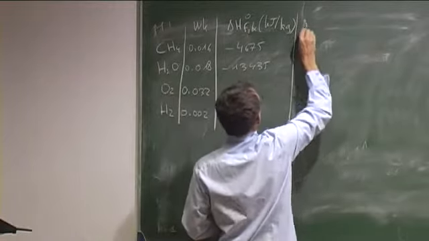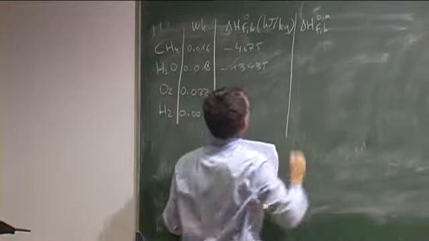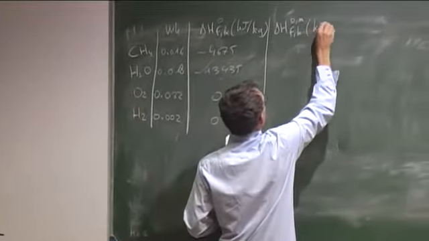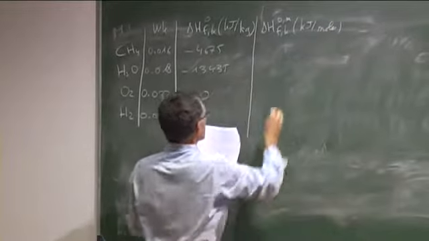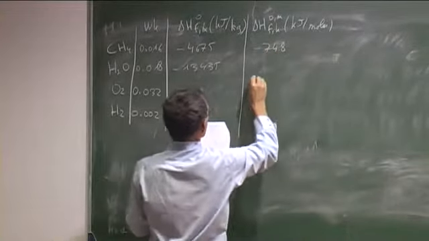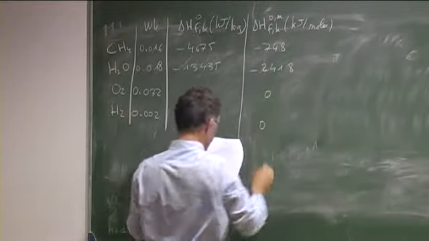And if you look at the formation for the moles, it's in kilojoules per mole. You will find minus 74.8. And here you will find minus 241.8, and of course 0 and 0.